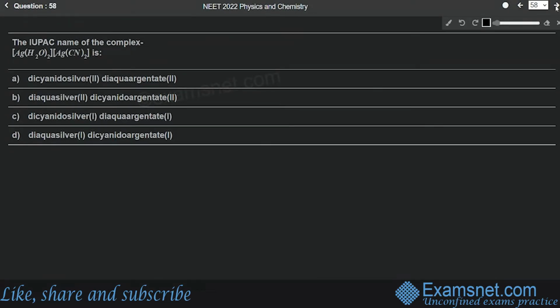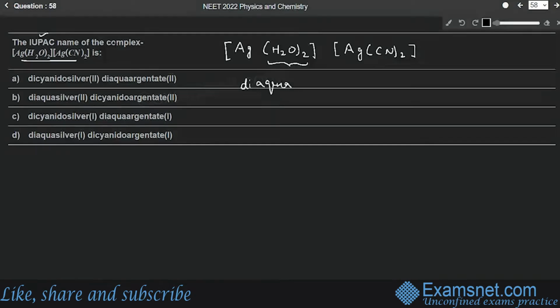Question number 58 is from the chapter coordination compound, and here we have to find the IUPAC name of the given complex. Okay, so here first we have silver, then water molecule is the ligand here. Then in the second part we have again silver, then two cyano groups. So when we name it, we use the ligand first. So for the first part, water molecule is the ligand. And how many water molecules? Two molecules. So for two we write di, for water we write aqua.